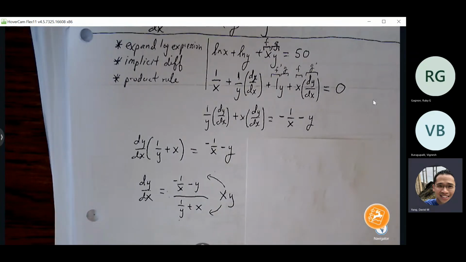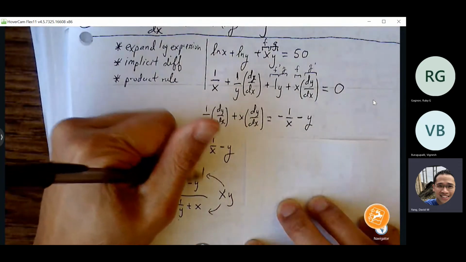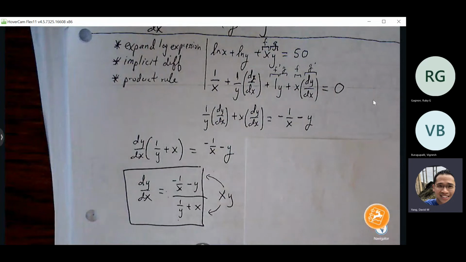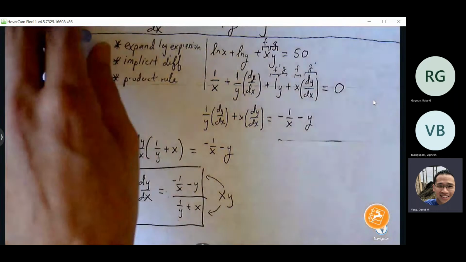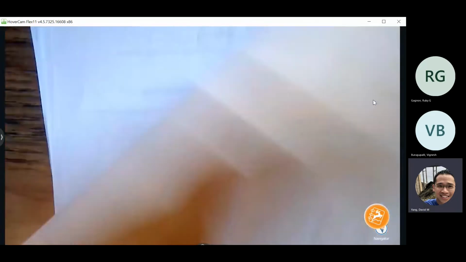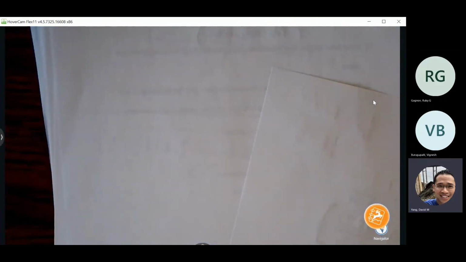But what I did was try to find common denominators to make it even cleaner, but this is fine. So the thing you boxed is, yeah, that's fine. Let's see, is there one more to do? How do you divide it? 1 over y plus x.